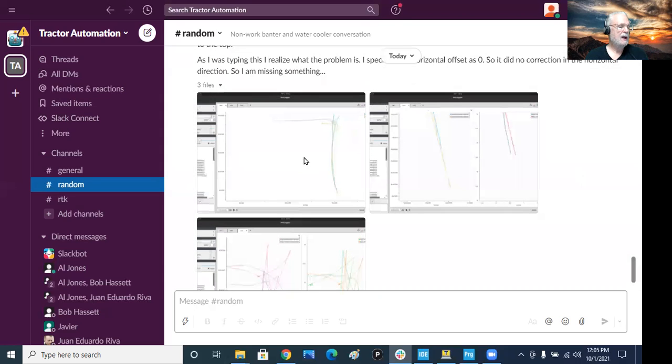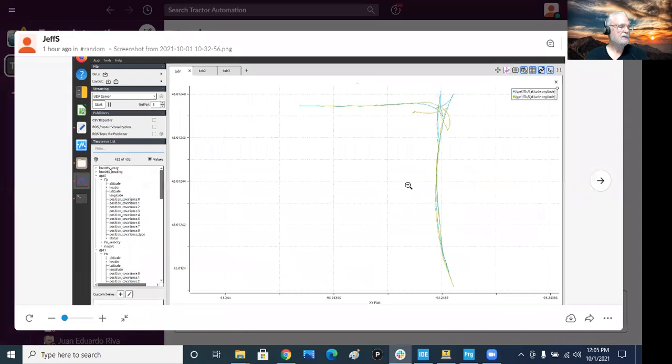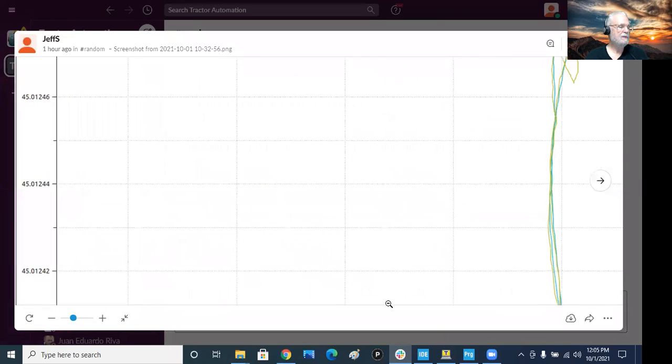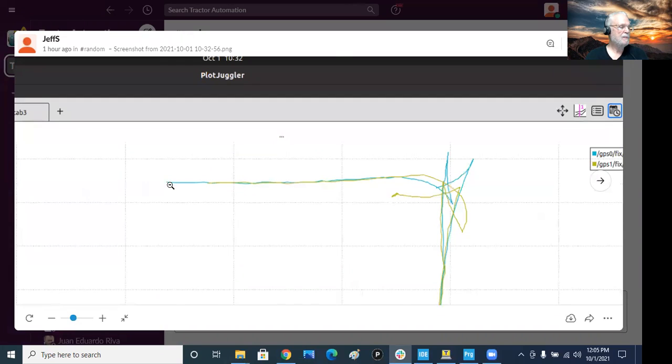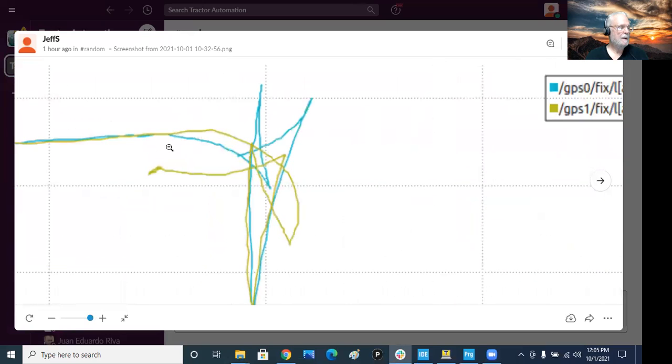So if I come up here, this is the original plot of the front and the back antenna. When I started off, the back antenna was here and the front antenna was here. As I drive around and start to turn, you can see the front antenna does not follow the path of the back antenna. As I come along here straight, everything's working just fine. Then as I start to turn, the front of the vehicle follows this path and the back of the vehicle follows this path.